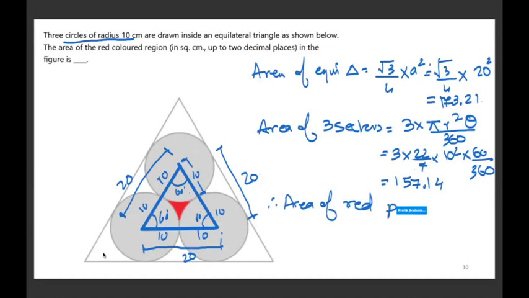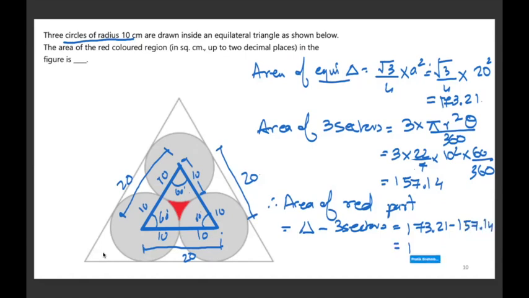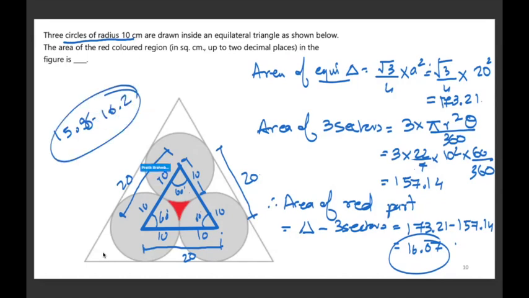Therefore, the area of the red part will be equal to the area of the equilateral triangle minus the area of 3 sectors, which is equal to 173.21 minus 157.14. This comes to 16.07 something, which is the correct answer. Okay, in this case, if your answer falls somewhere between 15.8 or 15.9 to 16.2, it's accepted. All right, we'll move to the next one.